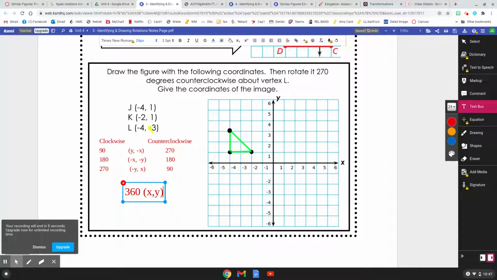All right, so now let's practice this one. It says rotate 270 degrees counterclockwise.